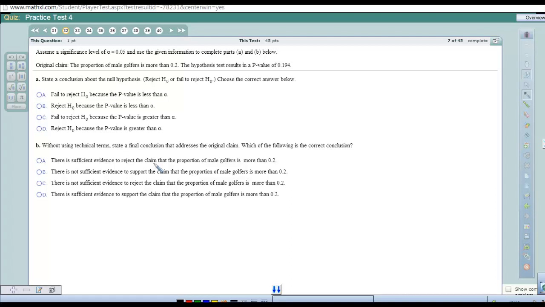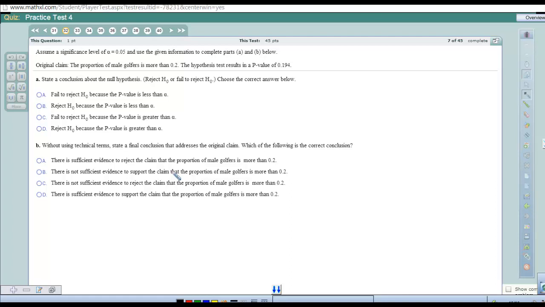Well, we failed to reject the null hypothesis, but the claim in this case was the alternative. And actually, B is better. Take that back, because we're not testing the alternative. So B would be the better choice. There's not sufficient evidence to support the claim.